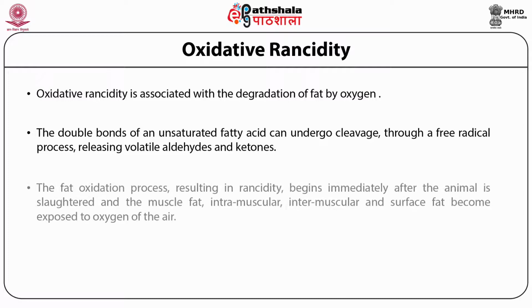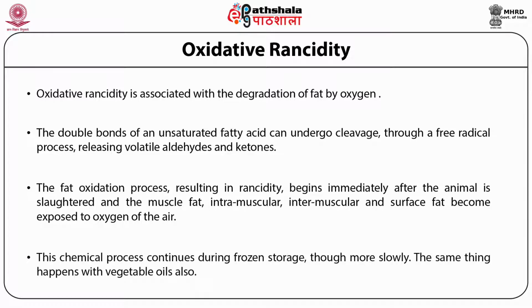ketones. The fat oxidation process resulting in rancidity begins immediately after the animal is slaughtered and the muscle fat, intramuscular, intermuscular, and surface fat become exposed to oxygen of the air. This chemical process continues during frozen storage, though more slowly. The same thing happens with vegetable oils also.